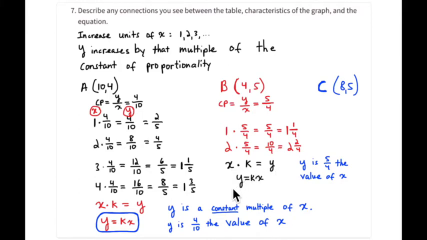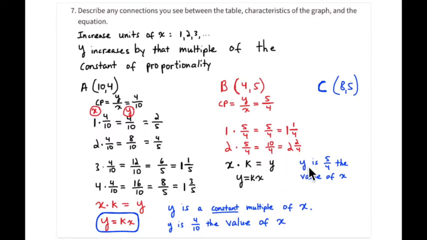So you can rewrite that equation as y. So the y-coordinate is equal to the constant of proportionality times x. It's related to x in that way by multiplying by the constant of proportionality. So y is a constant multiple of x. In this case, y is 4/10 the value of x.